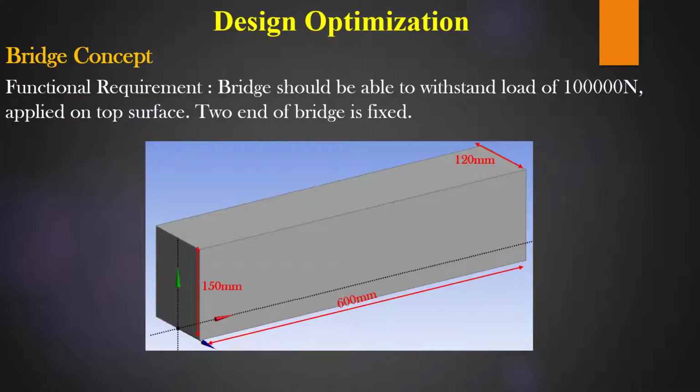Let us begin our optimization journey with a very simple example. Here our objective is to construct a bridge which can withstand a load of 1e5 Newton. This load we are going to apply at the top, and the two ends of the bridge we are going to fix. The overall dimensions of the bridge are shown in the image.